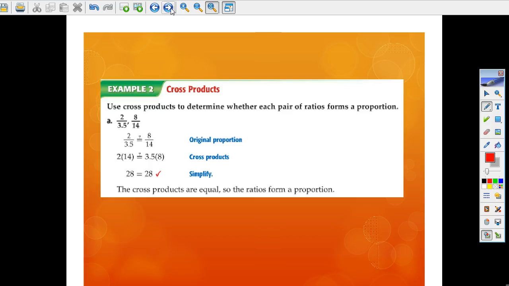Alright, so cross products. Use cross products to determine whether each pair of ratios forms a proportion. So if you cross multiply and they're equal, then yes, they are proportions. So 2 times 14, does that equal 3.5 times 8? 28 does equal 28, so yes, the products are equal, so the ratios form a proportion.